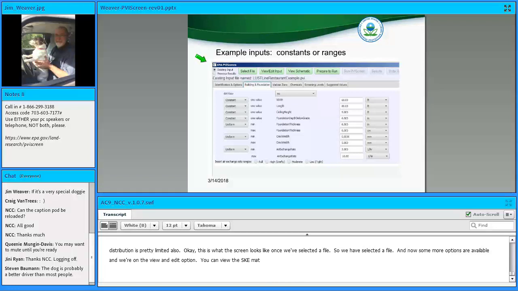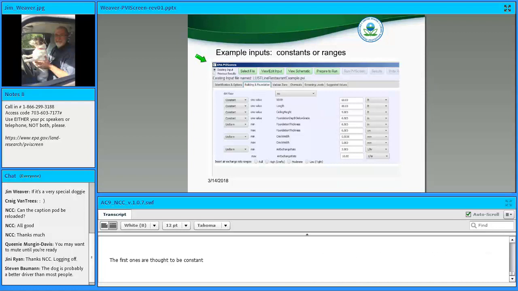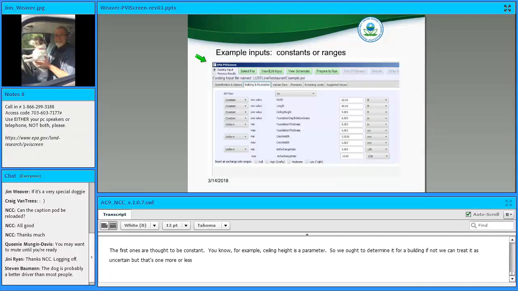And so the first ones are thought to be constant. For example, ceiling height is a parameter. So we ought to be able to determine the ceiling height for a building. If we can't, we can treat it as uncertain, but that's one that you're more or less going to know, as are the dimensions of the building, the length and width of the building. When you get into some of the other parameters, maybe I don't know the foundation thickness too well.